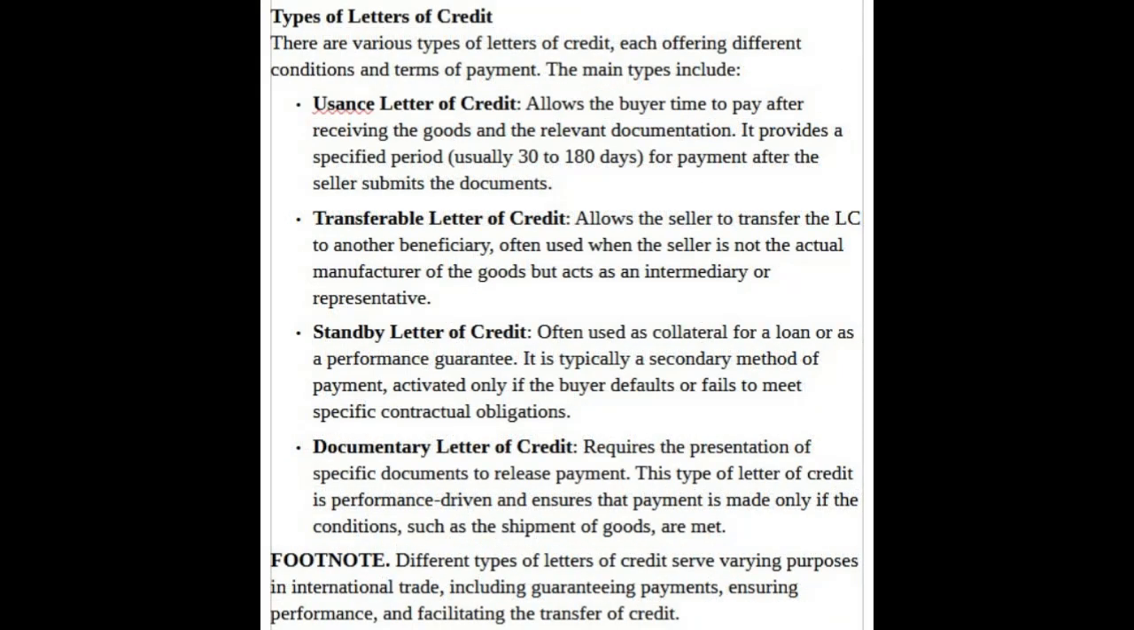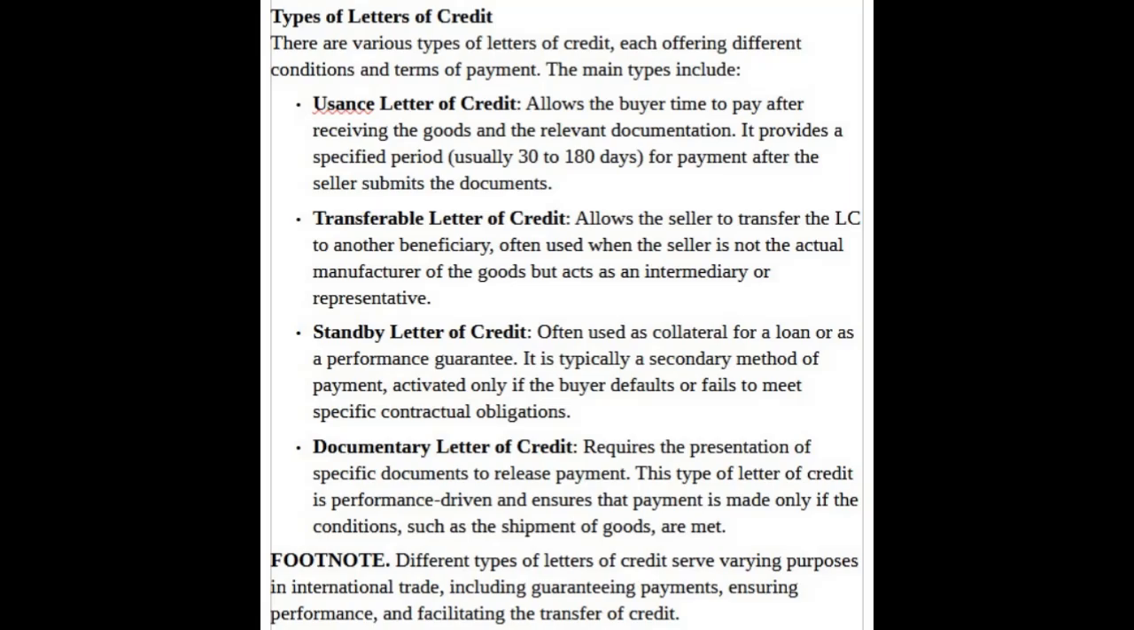Types of letters of credit. There are various types of letters of credit, each offering different conditions and terms of payment. The main types include: Usance letter of credit allows the buyer time to pay after receiving the goods and the relevant documentation. It provides a specified period, usually 30 to 180 days, for payment after the seller submits the documents. Transferable letter of credit allows the seller to transfer the LC to another beneficiary, often used when the seller is not the actual manufacturer of the goods but acts as an intermediary or representative.